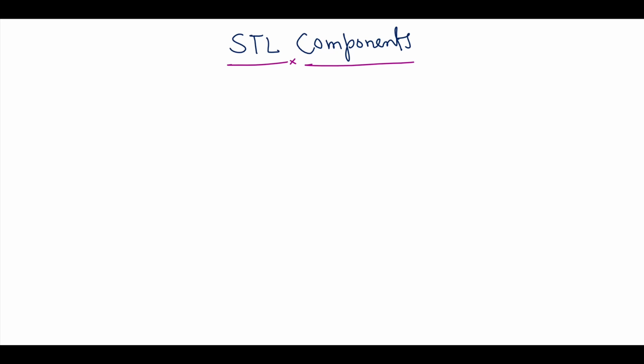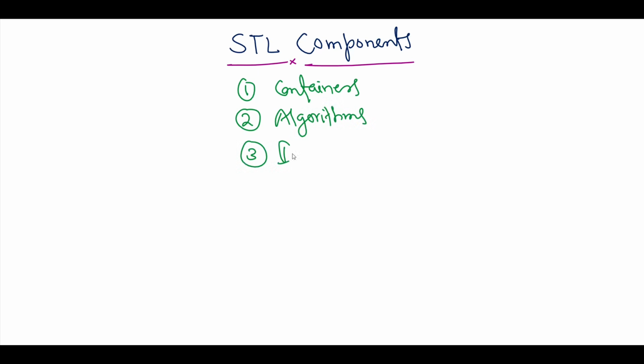So STL has basically three main components. One is containers, another is algorithms, and third is iterators. We are going to discuss all of them here in as much detail as possible, and later we will implement some of them so that it's easier for you to understand the concept and working of STL practically. So let's begin with the container now.